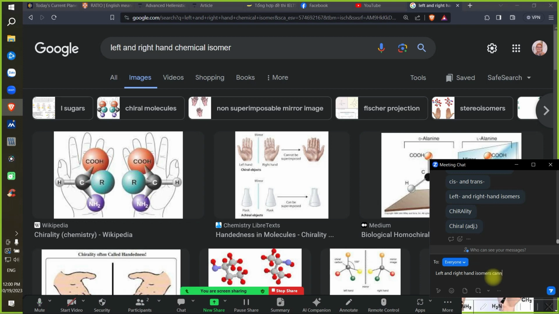So basically left and right hand isomers cannot be superimposed on each other. Cannot be superimposed on each other.